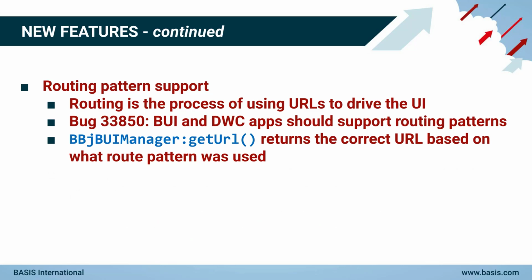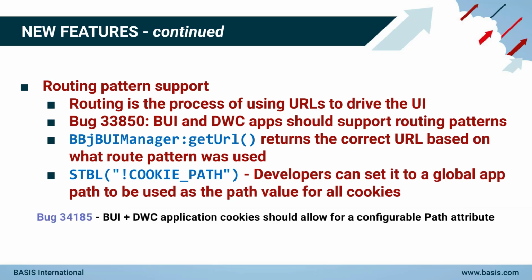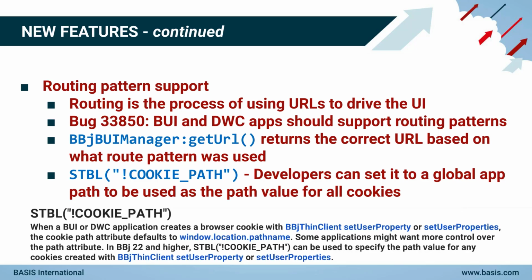After implementing routing patterns, BASIS has also defined a bang cookie path global string. That's because cookies are path-dependent, and apps that use routing patterns may run into a problem where cookies associated with another path are not accessible from the app's current path. To solve this problem, developers can set the string to a global app path to be used for all the cookies. That way, the app can access its cookies regardless of the current URL.